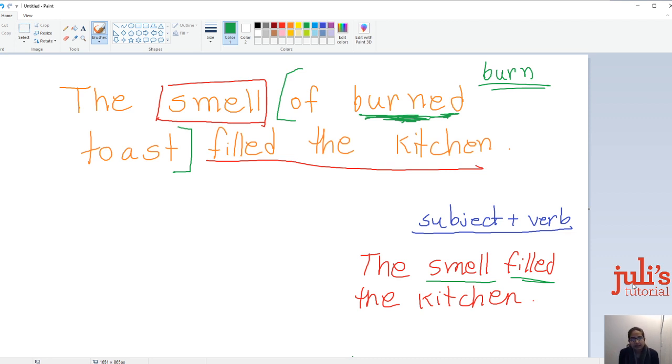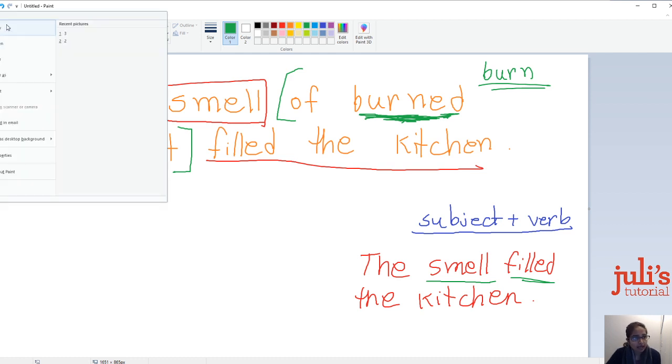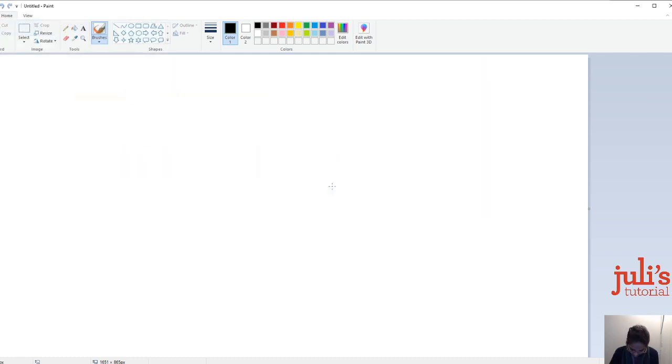So as I was talking about this sentence, the smell of burnt toast filled the kitchen. In this case, the subject is the smell and it's filling up the kitchen. And what was our modifier? The modifier was burnt, meaning it was our verbal that was working as a participle, meaning it worked as an adjective to modify this noun. All right? Now, our next one.